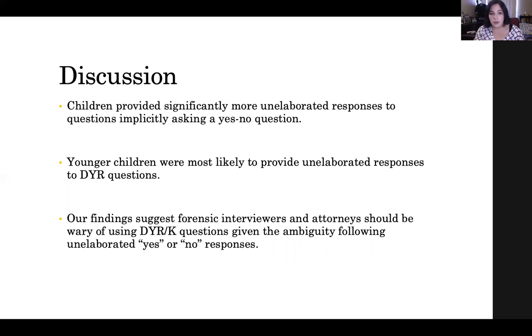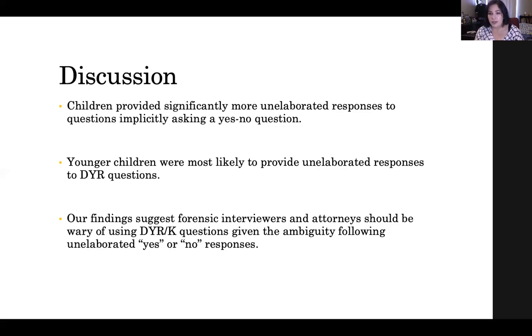For the present study, we do have some preliminary analyses available now. If children in our study did provide an unelaborated response, for example, to "do you remember if Scooter was wearing a leash?" and the child said yes, the interviewer would follow up with "yes, you remember," or "yes, Scooter was wearing a leash." And they would do it for each of these instances in the interview. And we were able to get an idea of whether kids had a pattern of answering the literal or the implied question.